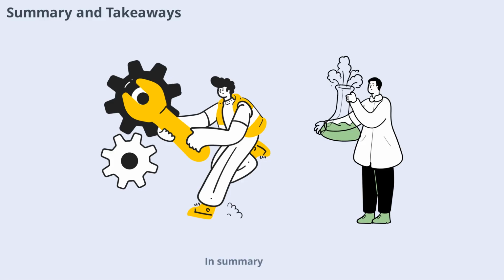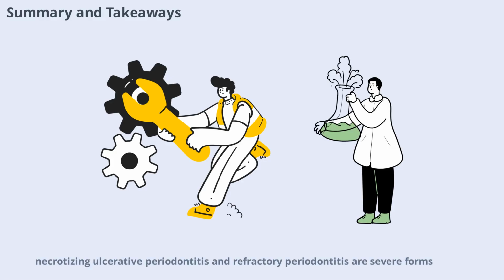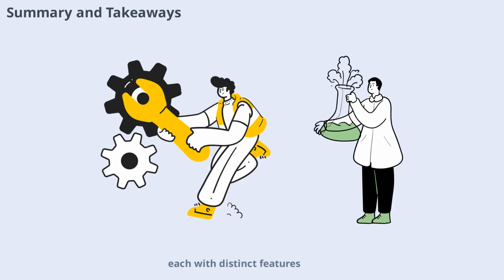In summary, necrotizing ulcerative periodontitis and refractory periodontitis are severe forms of gum disease with complex causes and challenging management. NUP can be classified into non-AIDS and AIDS-associated types, each with distinct features. Refractory periodontitis is defined by its resistance to standard treatments and must be distinguished from recurrent cases. Systemic diseases, especially those affecting neutrophil function, can manifest as severe periodontitis. Early recognition and tailored treatment are essential for improving patient outcomes.